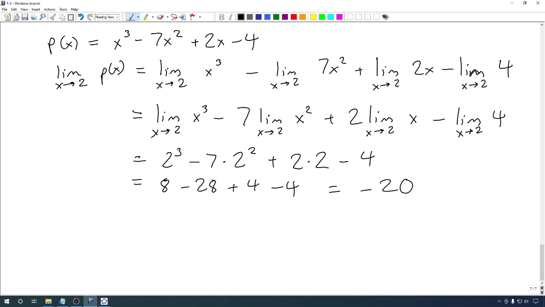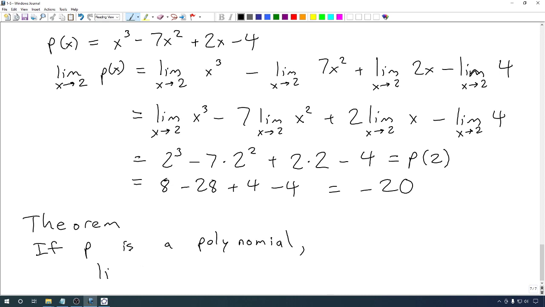And which, of course, is just what we would have gotten if we plugged 2 into the polynomial in the first place. That's essentially what we ended up doing. This line right here is literally just p of 2. That's what we get when we plug 2 into this formula. And that's just going to happen every time we work with polynomials. That's a theorem that we can always use. If p is a polynomial, then the limit for any c of p of x is equal to p of c.